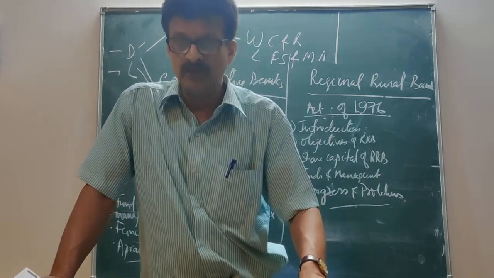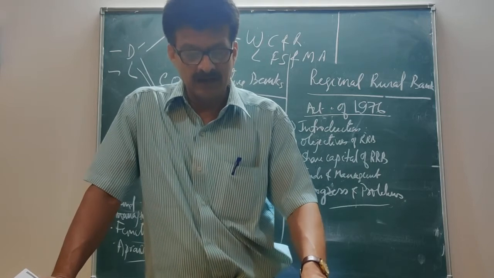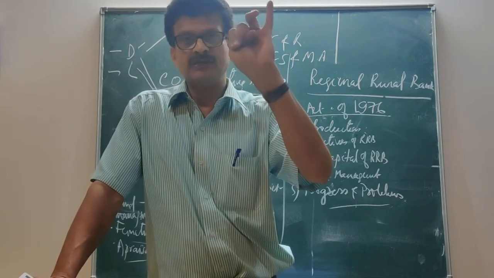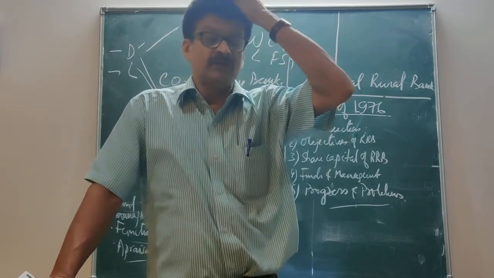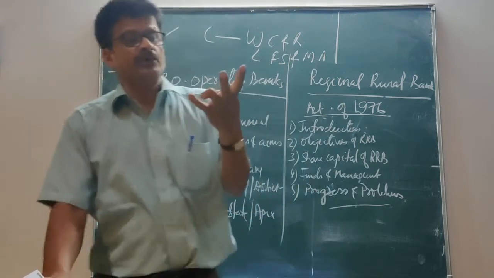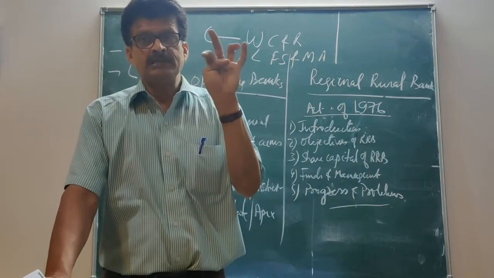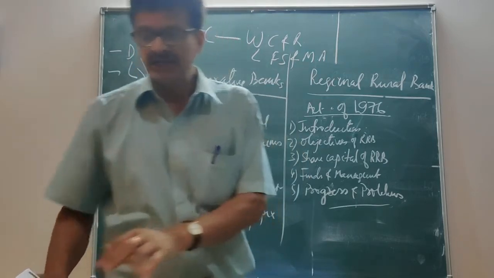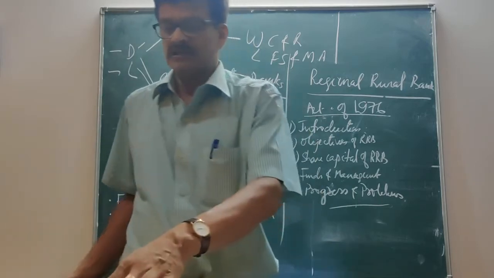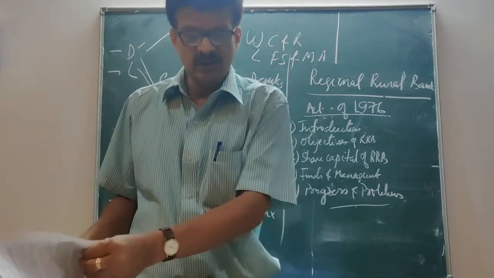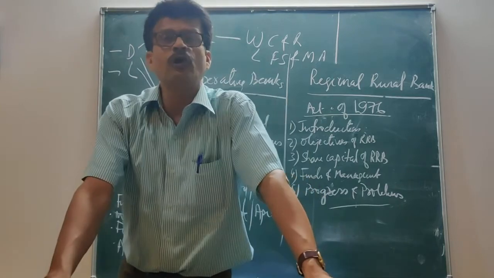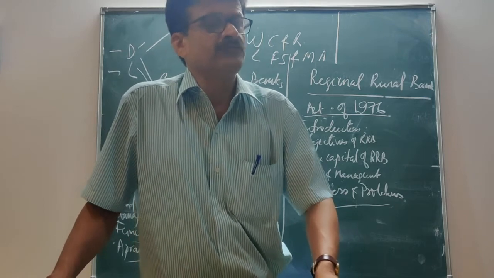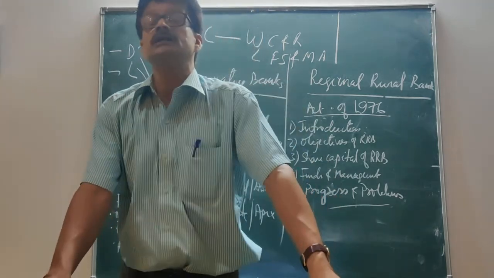Therefore, the principles of cooperative banking. What are the principles of cooperative banking? One, principle of cooperation and mutual help. Two, principle of service and not profit. Three, principle of thrift and savings. And four, principle of personalization of credit. These are all the principles: cooperation and mutual help, service and not profit, thrift and savings, and personalization of credit.